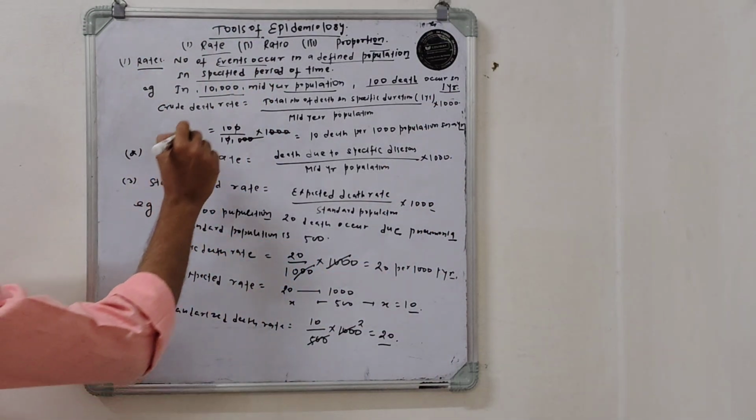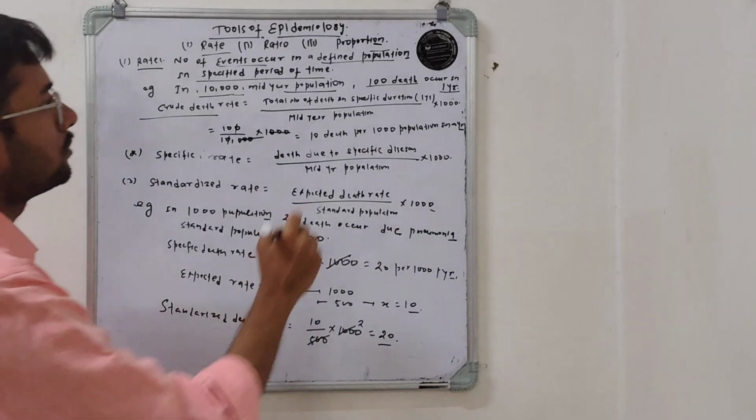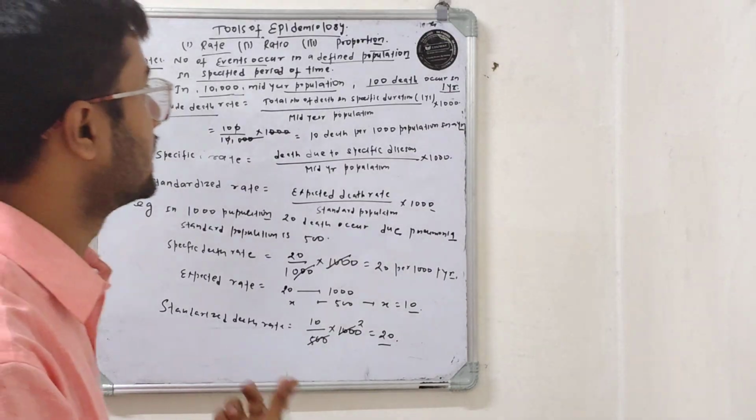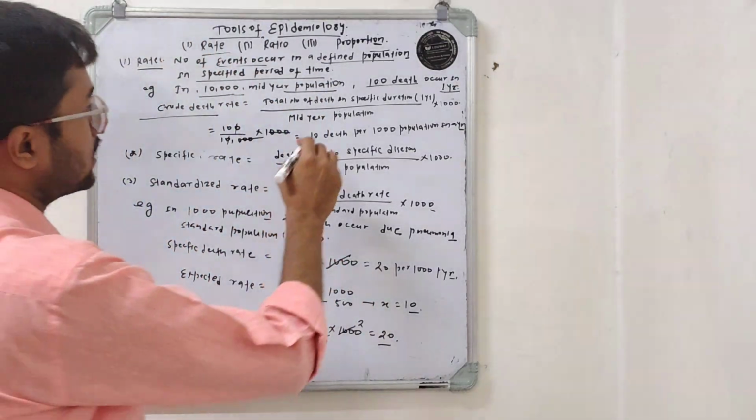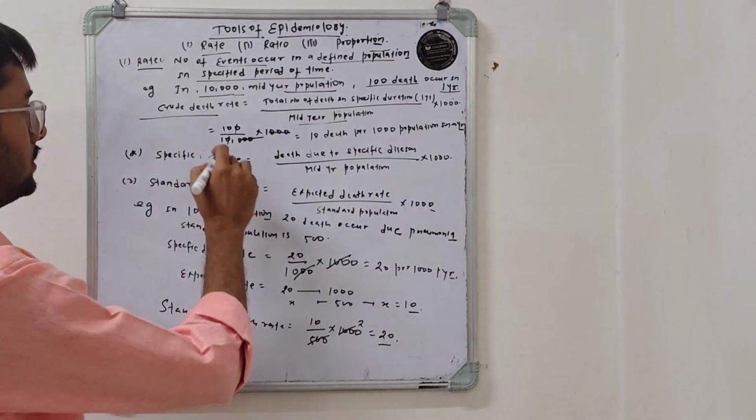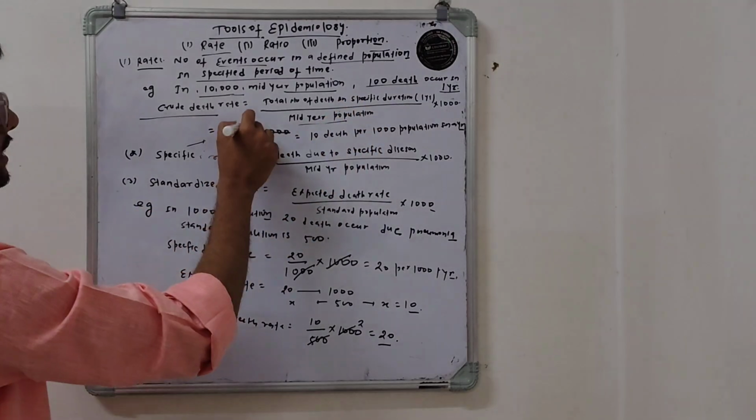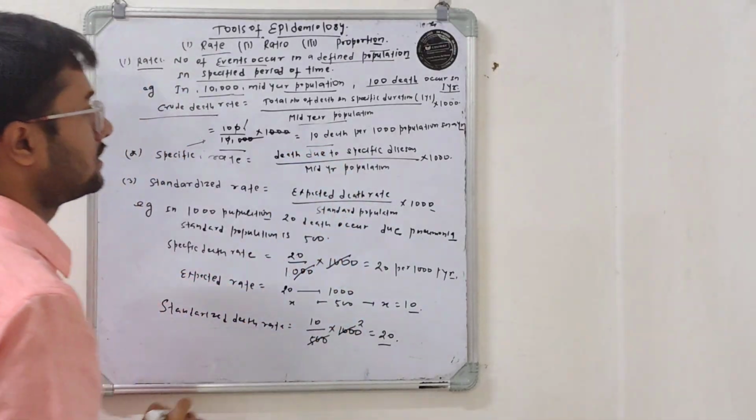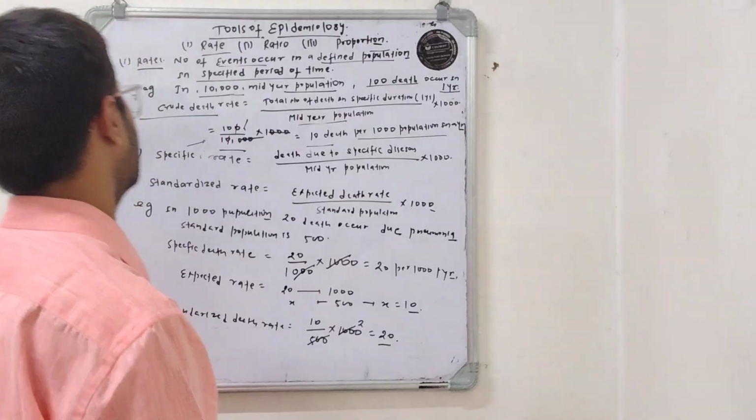So what is the crude death rate? In the crude death rate, the numerator is the total number of deaths in a specific duration of time. Here we are taking 1 year as the specific duration of time, and the denominator is the mid-year population. So when we put in the values, 100, the total deaths, divided by the mid-year population, multiplied by 1000, the crude death rate comes to 10 deaths per 1000 population in a year.